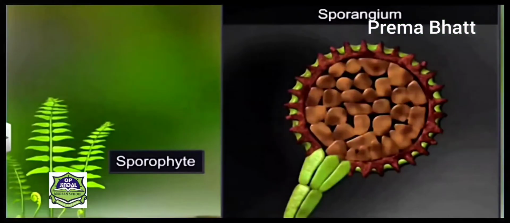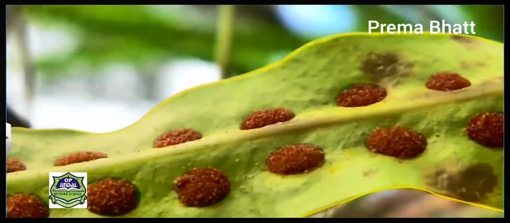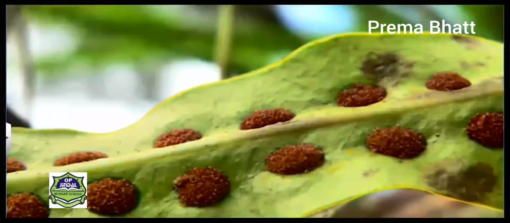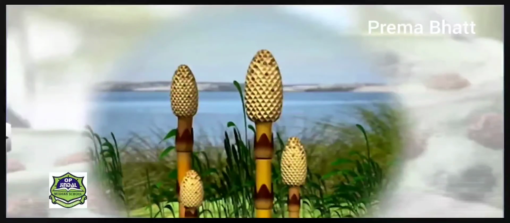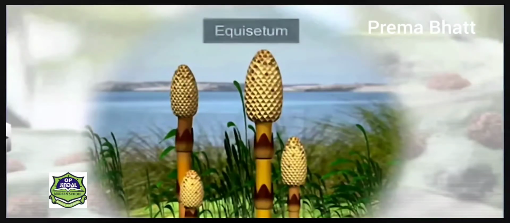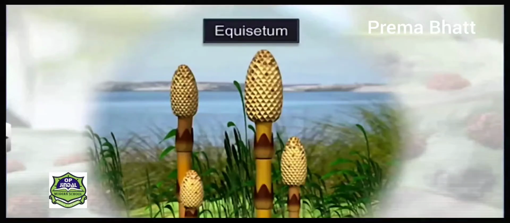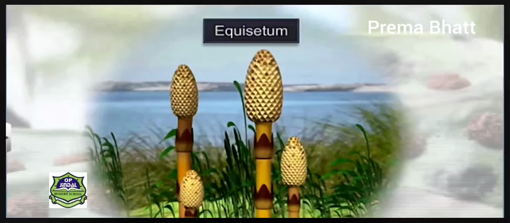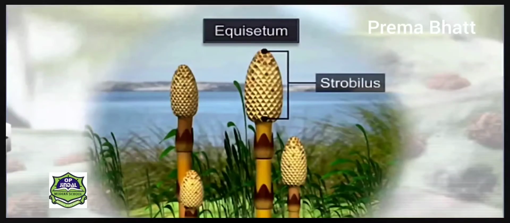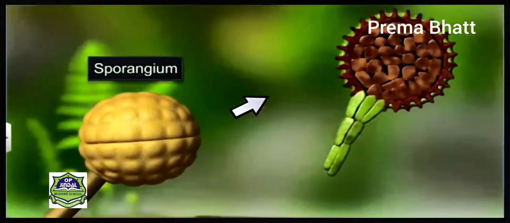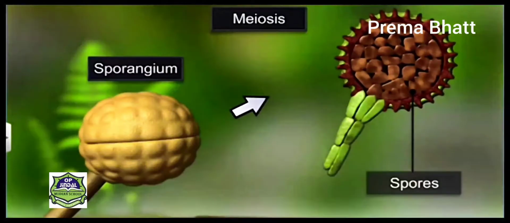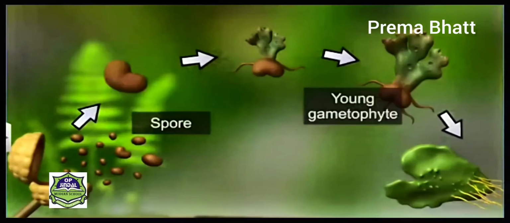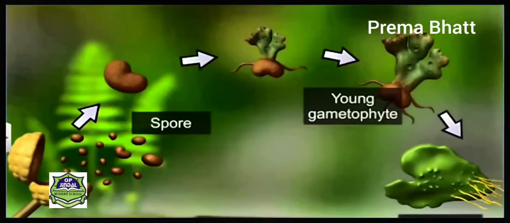They have a well developed sporophytic plant body which produces sporangia. These sporangia are present in small dot-like structures in the leaves. Leaves are called sporophylls, or they may be present in cones like Equisetum, and these cones are called strobili. And these strobili have specific sporangia which bear spores, and these spores are produced after meiosis.